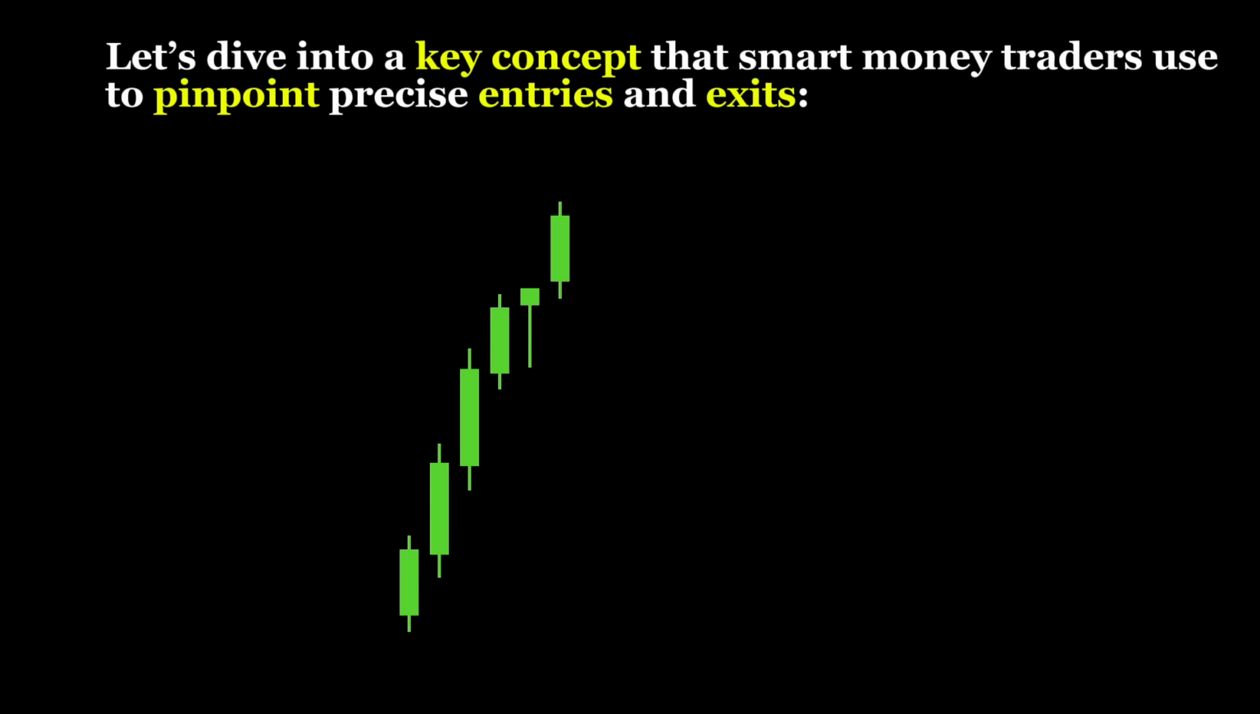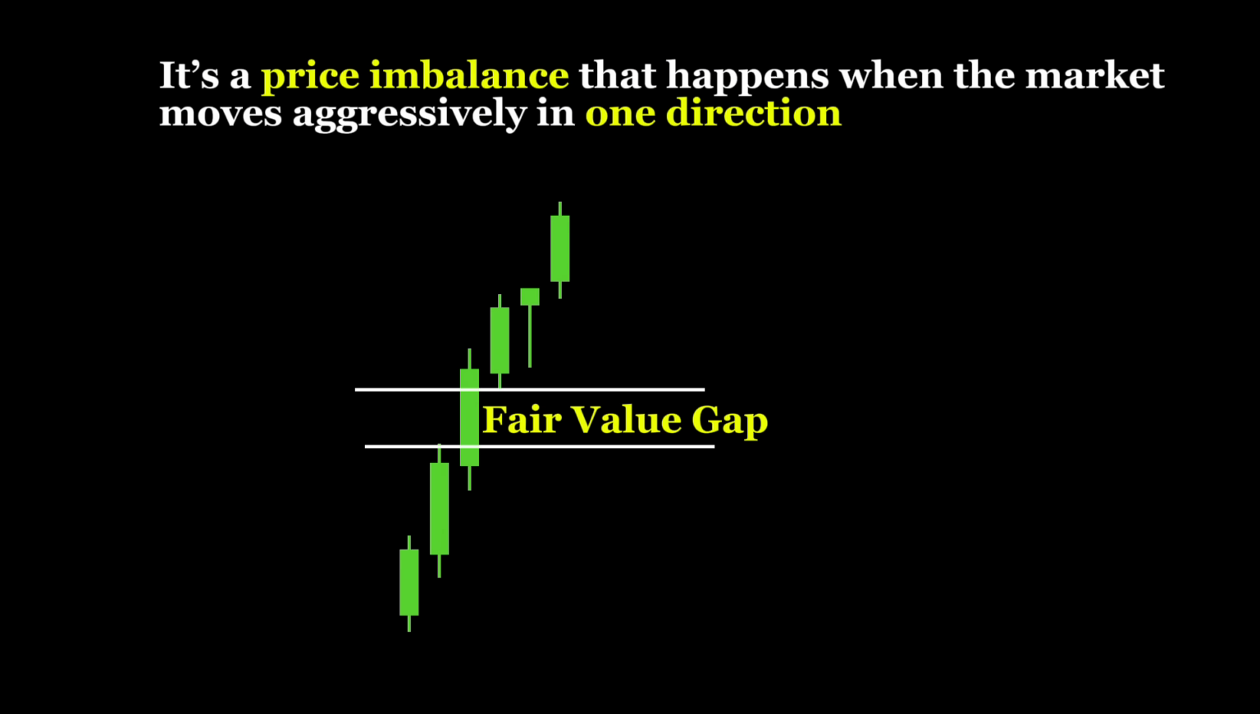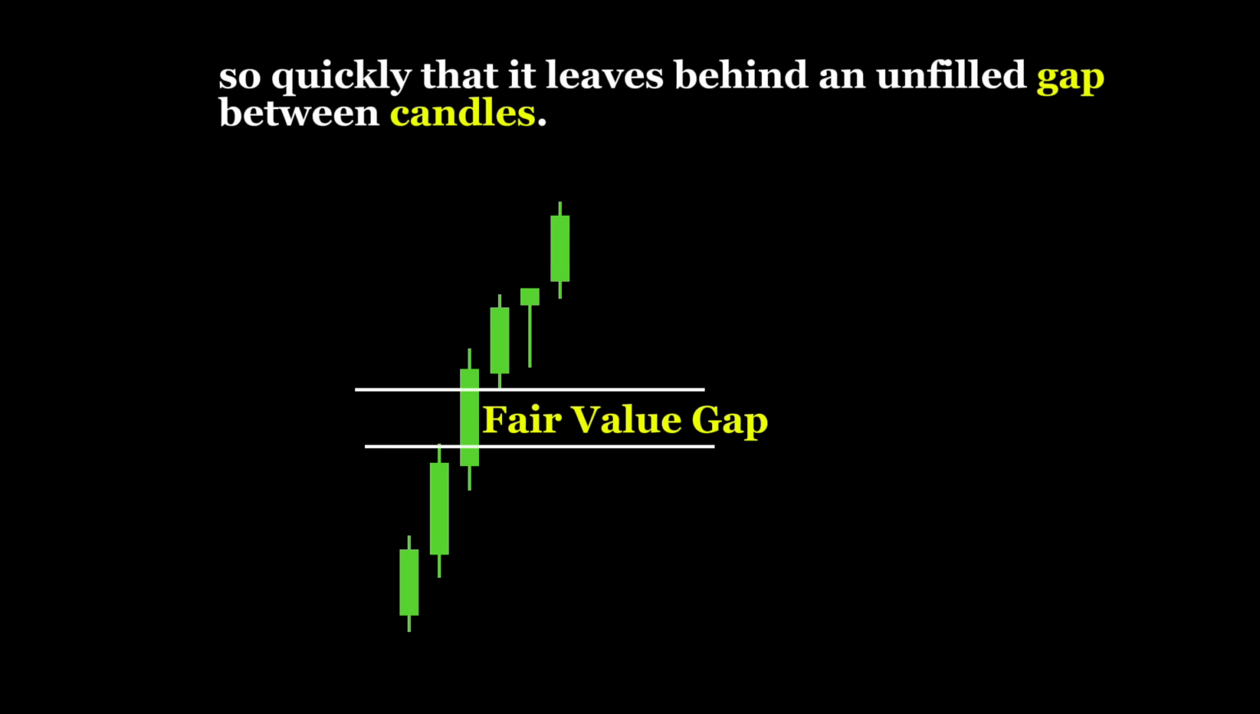Now, let's dive into a key concept smart money traders use to pinpoint precise entries and exits, the fair value gap. So what exactly is a fair value gap? It's a price imbalance that happens when the market moves aggressively in one direction, so quickly that it leaves behind an unfilled gap between candles.